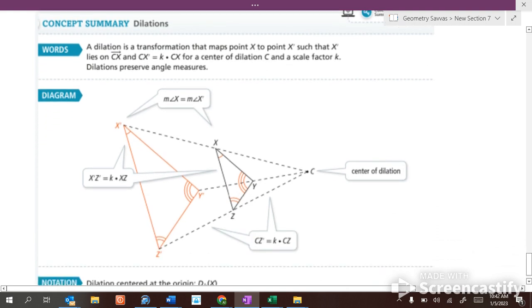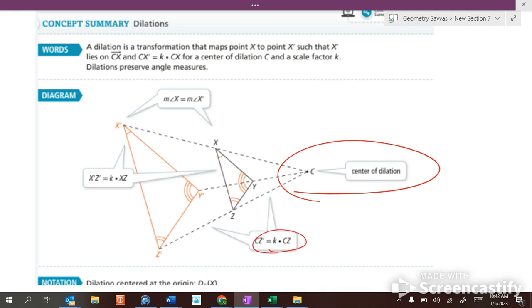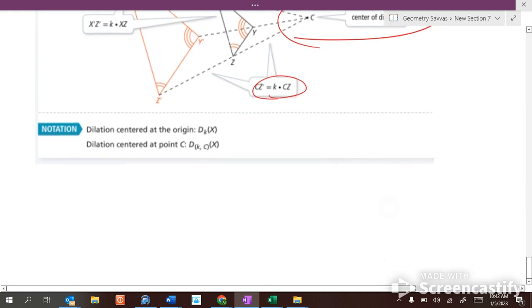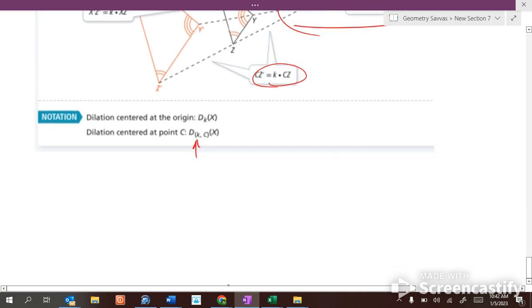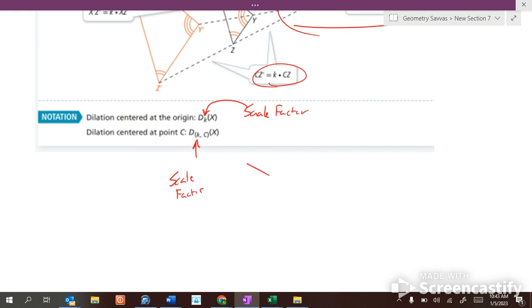All right, so dilations. The center of dilation is where you dilate from. The scale factor is what you multiply each of the dimensions by. If there's nothing else there, then the scale factor is what K is. If there are two things, the scale factor is K, and C is called the center of dilation, where you dilate from.